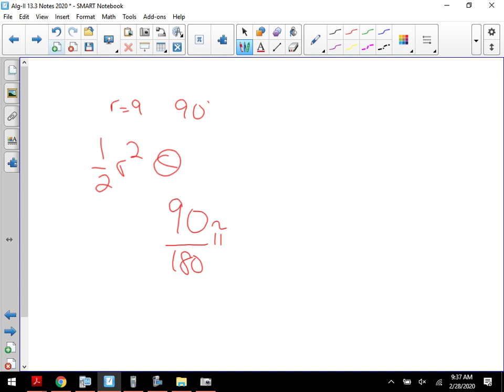Okay. So now here, you know 81 is your r squared. You still have a 1/2, right? What's 90 over 180? 1/2. So that becomes 1/2. What's 1/2 times 1/2? 1/4. So it's 81 pi over 4.